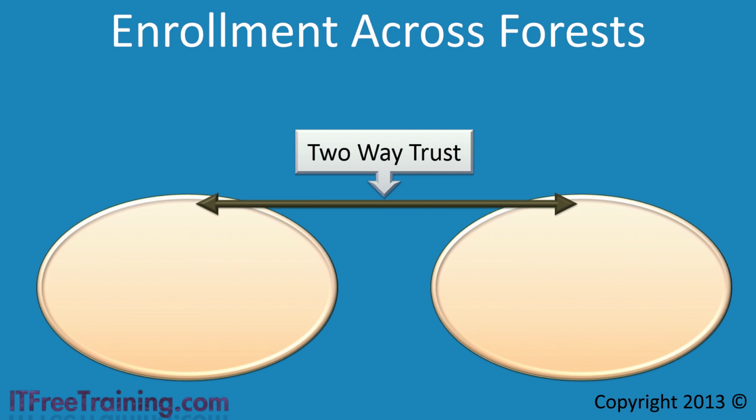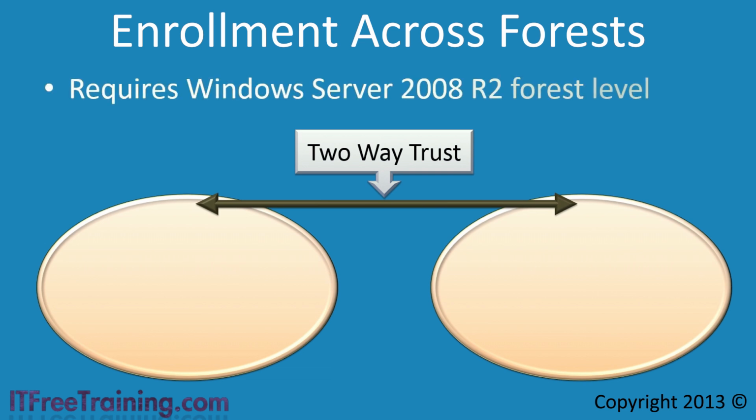However, in order to support enrollment, your forest functional level needs to be Windows Server 2008 R2. Enrollment means that the client can automatically obtain a certificate, install it, and start using it. Without enrollment, the user would need to manually obtain the certificate and install it manually themselves. If you already have 2 forests with a separate certificate infrastructure, using enrollment across forests will allow you to remove one of the certificate infrastructures, making your certificate environment a lot simpler.